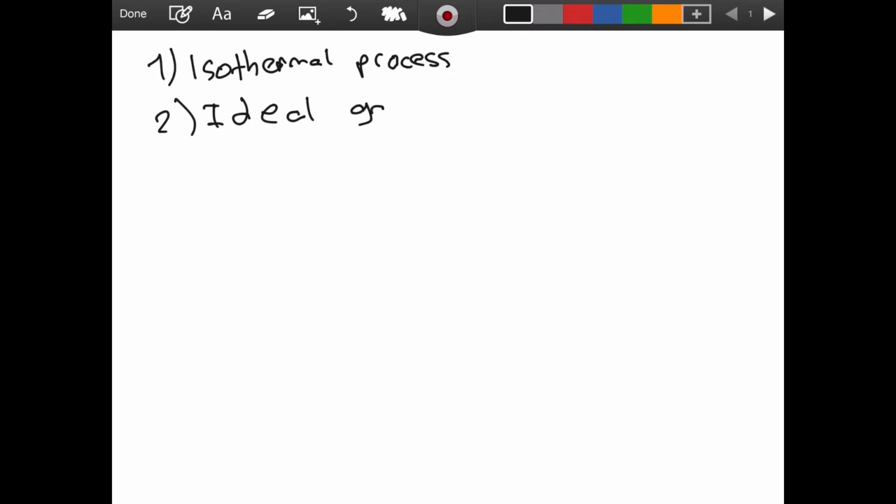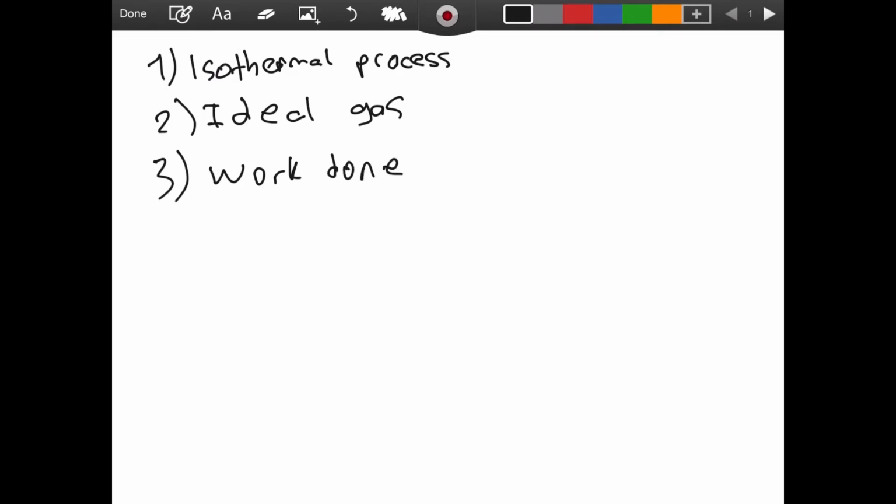Welcome everyone. Today we will look at the work done by an ideal gas under isothermal processes. To do this, we will first need to identify three parts. The first part is what is an isothermal process? The second part is what is an ideal gas? And the third part is how can we find the work done by an ideal gas? So let me just write work done.